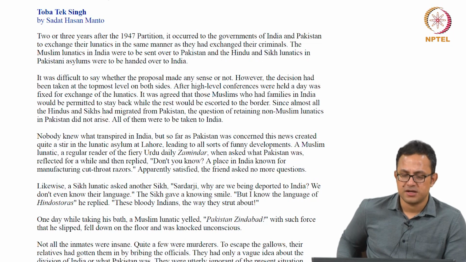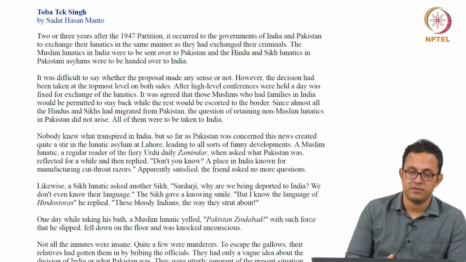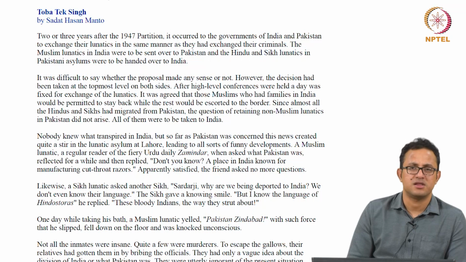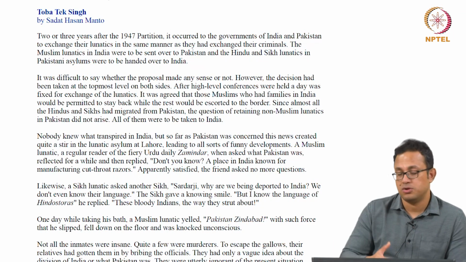"The Muslim lunatics in India were to be sent over to Pakistan, and the Hindu and Sikh lunatics in Pakistani asylums were to be handed over to India." So the Hindu and the Sikh lunatics in Pakistan would be coming to India, and the Muslim lunatics in India would go to Pakistan.